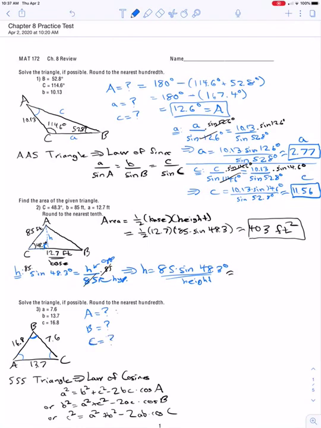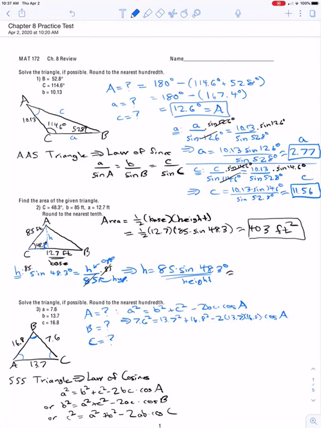In finding angle A, we're going to need to use our law: A squared equal to B squared plus C squared minus 2BC times the cosine of angle A. So that implies A, again, is 7.6 squared equal to B squared, 13.7 squared, plus C squared, 16.8 squared, minus twice their product, 2 times 13.7 times 16.8, times the cosine of the unknown angle A.